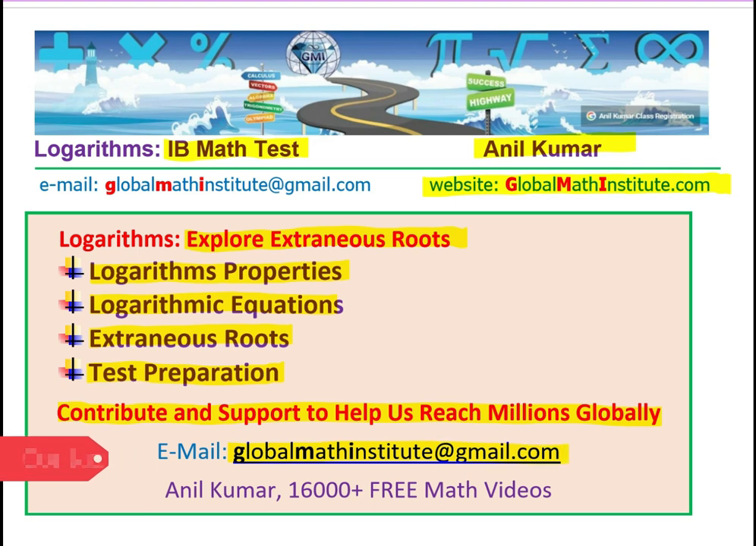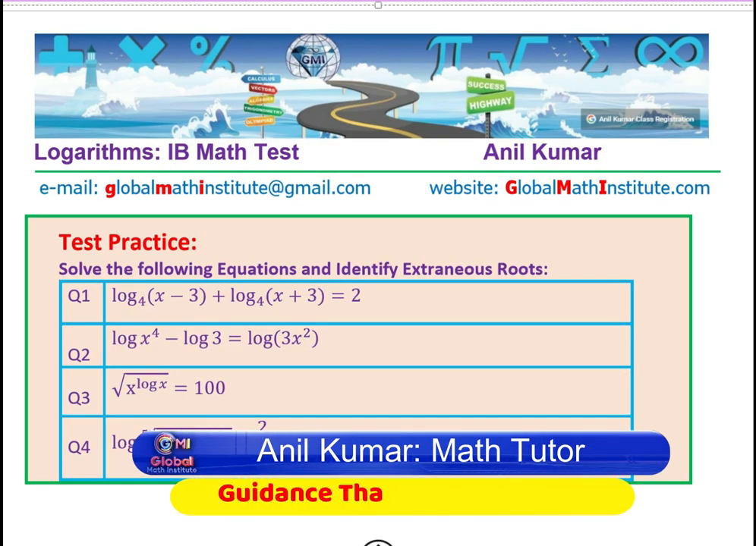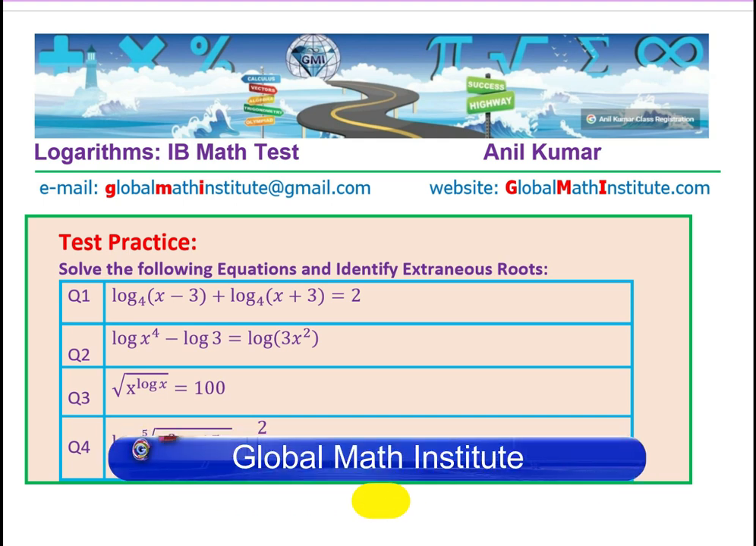Now let's begin with the set of questions which we have today. Four of them right there before you. As you can clearly see, the first one: log to the base 4 of x minus 3 plus log to the base 4 of x plus 3 equals 2. Apply the properties. So here the product of x minus 3 and x plus 3 will help you solve the question. The next one, we have log of x to the power of 4, slightly different from the first one.